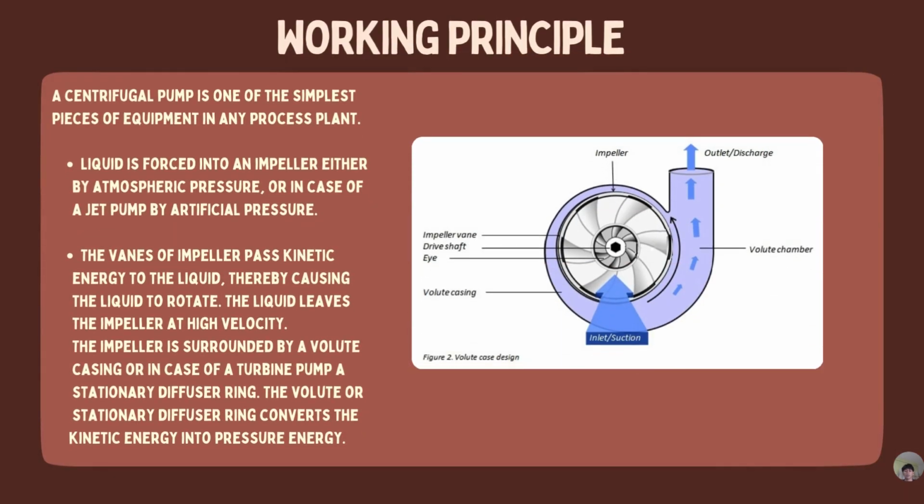Okay, we choose a centrifugal pump as our pump. A centrifugal pump is one of the simplest pieces of equipment in any process plant. And this is the working principle of a centrifugal pump.